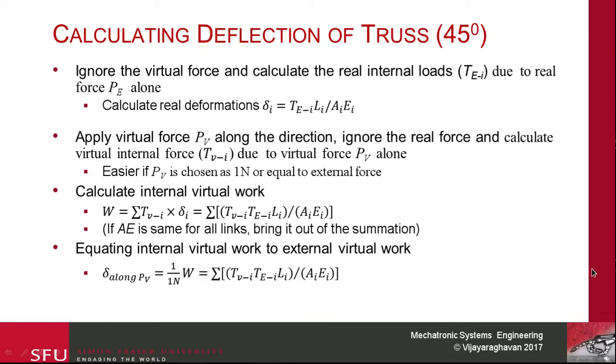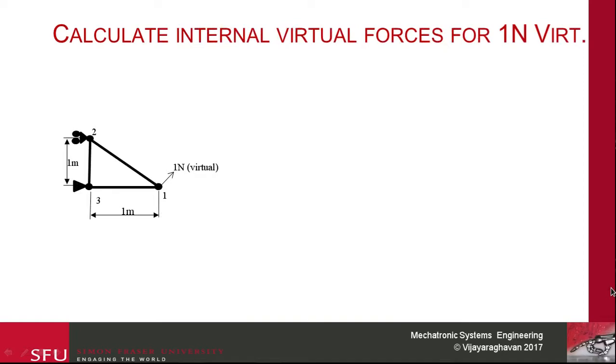To make life a little bit easier, we can create a table. Before we do that, we have to calculate the internal virtual forces. So assume this 1 Newton is applied here at a 45-degree angle, and then calculate all of the internal forces resulting from this external virtual 1 Newton force.